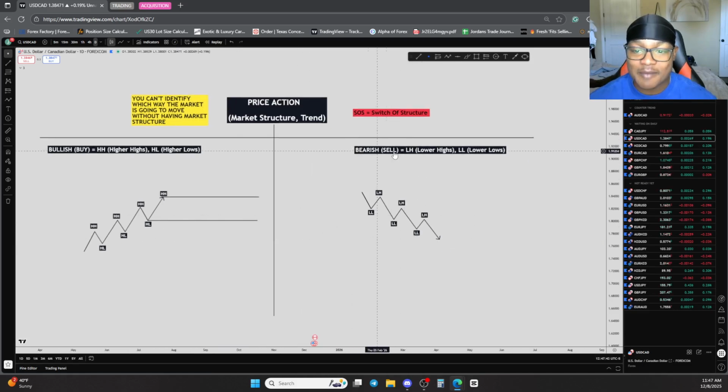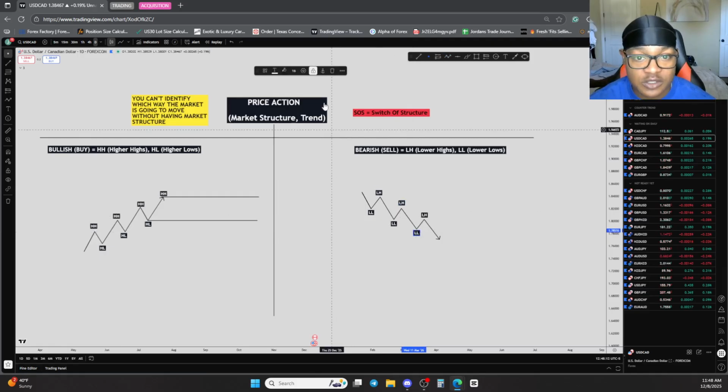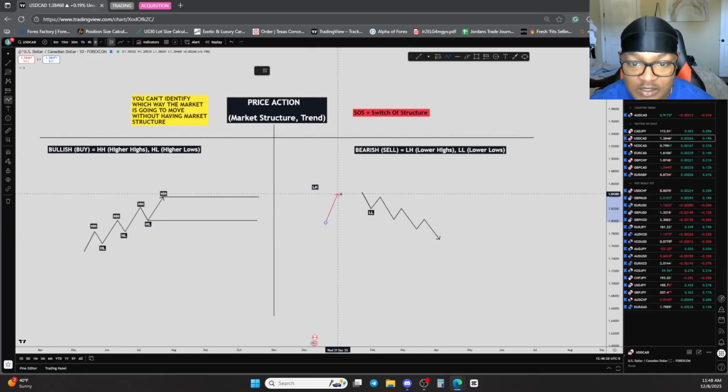So now let's talk about a bearish trend. When we're looking at a bearish market, it consists of lower highs and lower lows, which means bearish, aka we are selling the market. So when we're looking at lower lows and lower highs, what is taking place in the market? That's actually what we're going to do. I'm going to delete these and we're going to do the same thing we did on the bullish example.